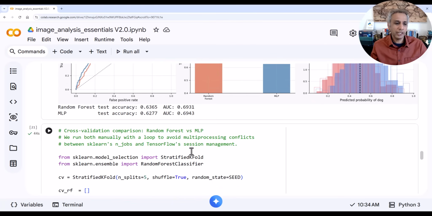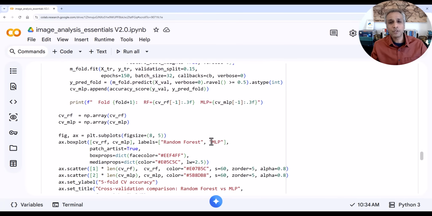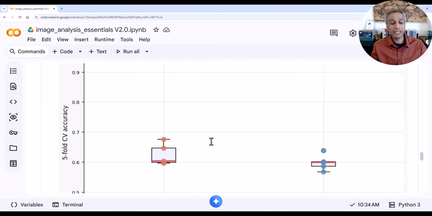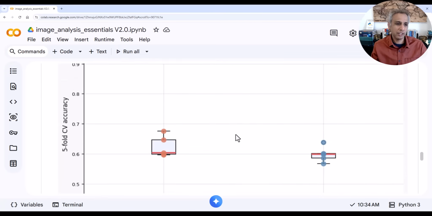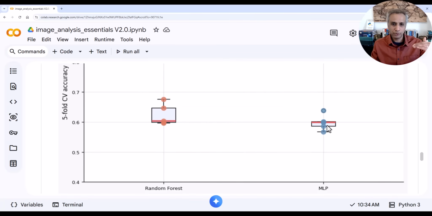Let's actually do training with cross-validation, like with 5 splits. We are splitting our data into 5 different splits, and presenting different training data each time. So that gives us a true indication of how the model is learning. And you can see the random forest, on average, is pretty high compared to MLP. So random forest is doing much better. Well, not much better, definitely better than MLP.